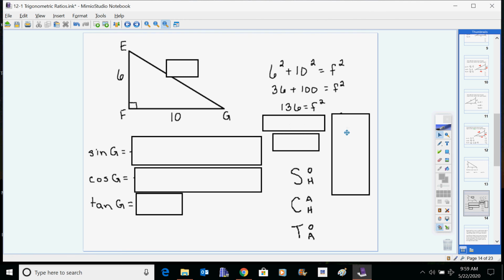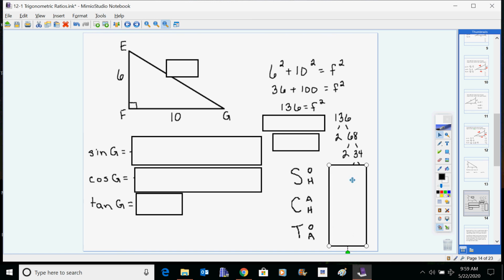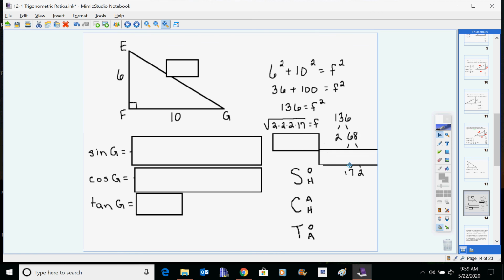So what I need to do is simplify it. It said exact answer, so we don't want our decimal approximation. We want to factor 136: 2 and 68, and 2 and 34, and 2 and 17. Remember, you can look for pairs. Here's my factored form. There's a pair of 2's, so 1 can come out. And so f is 2 times the square root of 34. Now I have my hypotenuse.